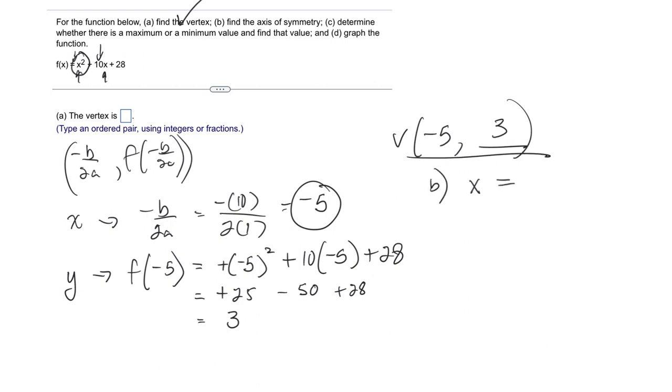B, it says find the axis of symmetry. The axis of symmetry is always x equals the x coordinate of your vertex. Okay, so that is the axis of symmetry, done.